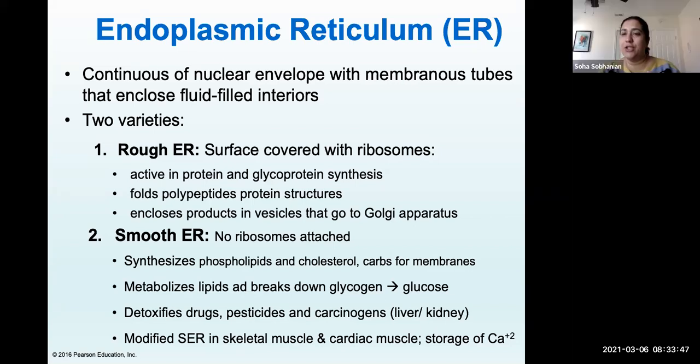Could ribosomes attach to the other organelles? No, they cannot. Ribosomes are either free floating or they are attached directly to the ER.